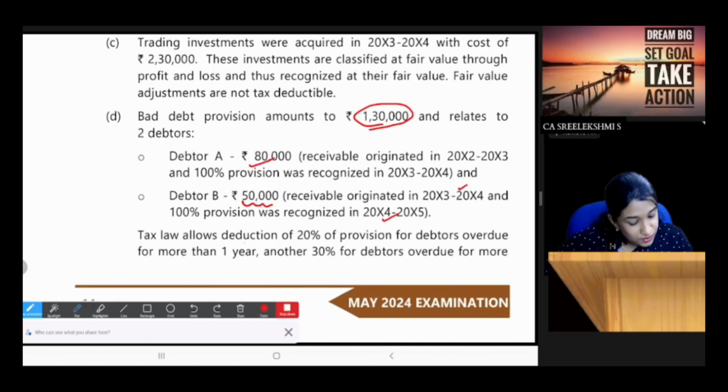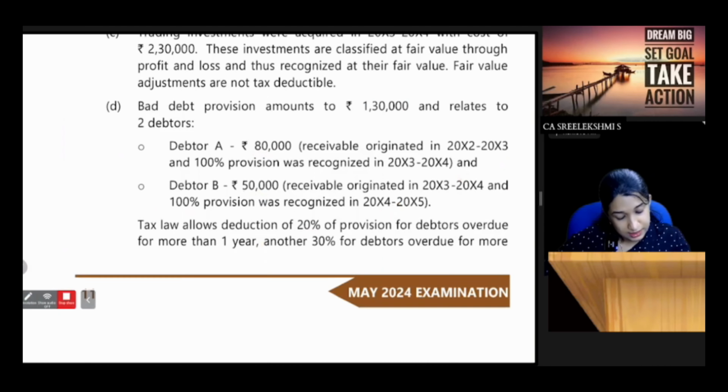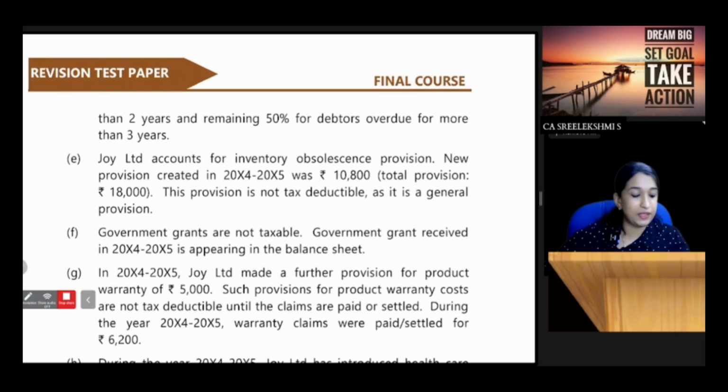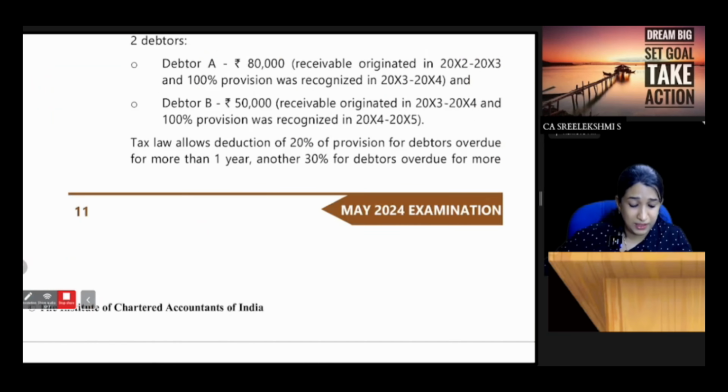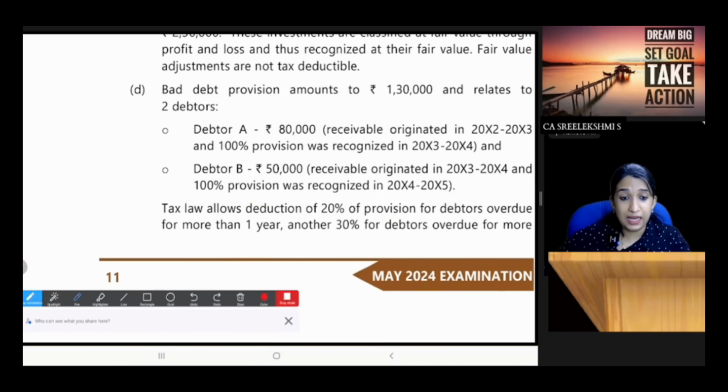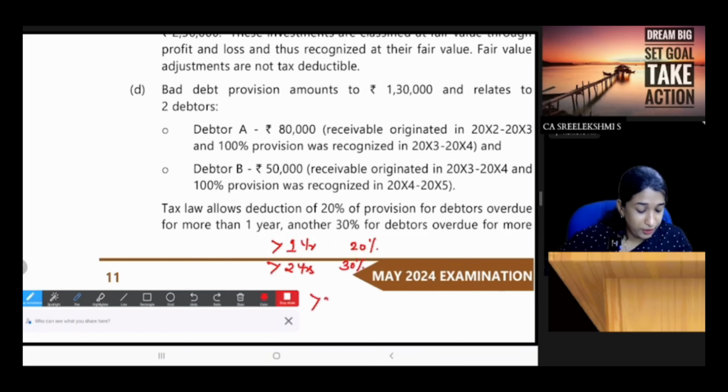Tax law allows deduction of 20% of provision for debtors overdue for more than 1 year, 30% for debtors overdue for more than 2 years, and the remaining 50% for debtors overdue for more than 3 years. Be careful. Tax allows provision like this. If it is overdue for more than 1 year, 20%. Overdue for more than 2 years, 30%. And overdue for more than 3 years, 50%.